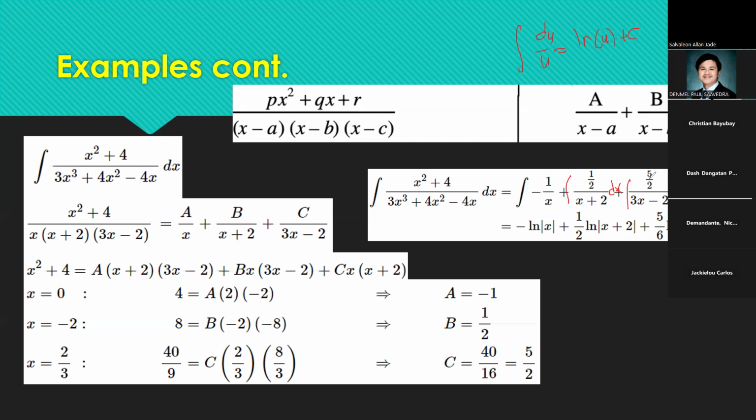Plus, you can bring this one out first, 5/2. Derivative of 3x minus 2 is 3 dx. So we don't have 3 in here, so that is why we have to use a balancing factor, which is 1/3. Okay, so why did this become 5/6? That is because of 1/3 times 5/2, which is equal to 5 over 6, which is now this one. And then don't forget our plus C.